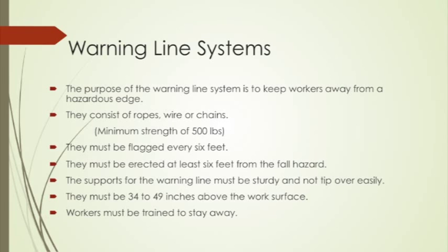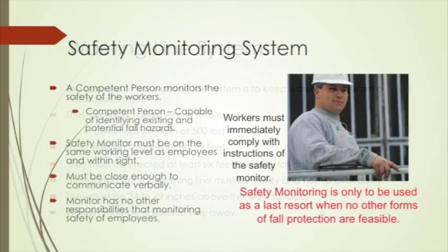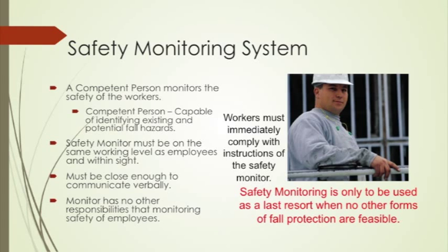In certain situations, no other form of fall protection is feasible. In this case, safety monitoring may be used as a last resort. Should a safety monitor notice a problem, workers must immediately comply with the monitor's instructions. A safety monitor is also responsible for ensuring that workers keep the area clear of anything that may cause falls, such as grease, oil, tripping, or dropping hazards.